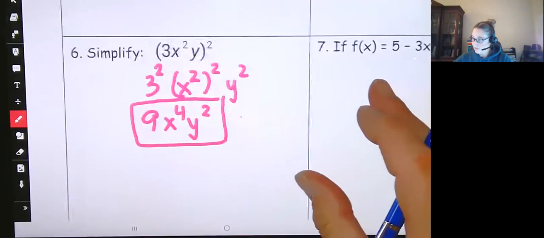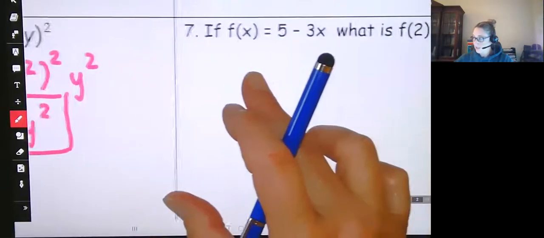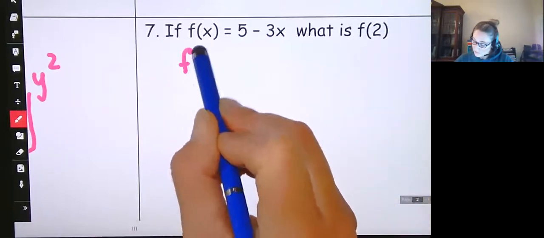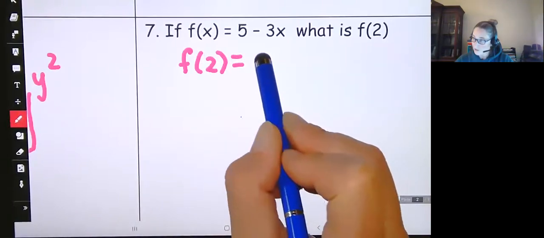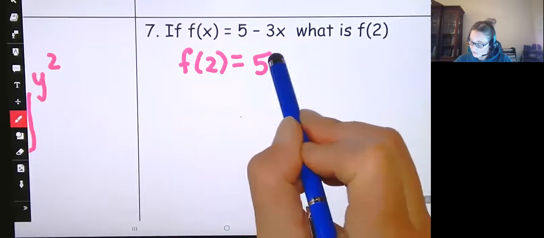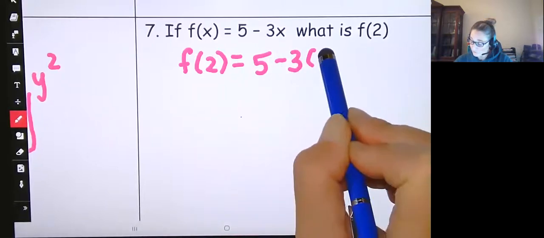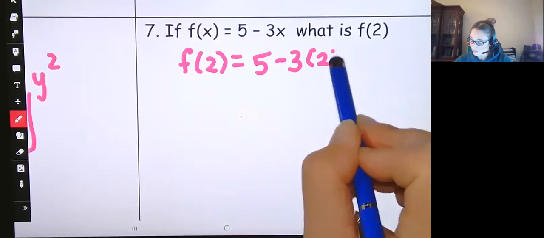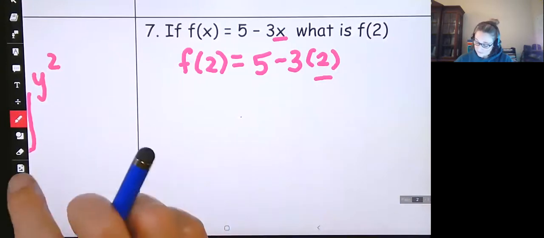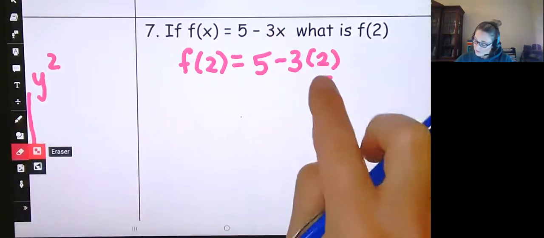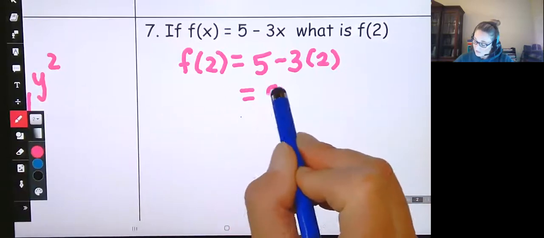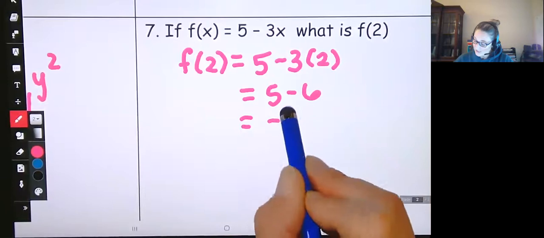Number 7, they're giving us a function. And they want us to find f of 2. This is function notation. So f of 2 is equal to, this is where I'm putting 2 in for x, and I'm seeing what I get out. So I'm going to go 5 times minus 3 times 2. So again, this x is the 2 here. Okay. And so when I work that out, I'm going to get 5 minus 6. So I get a negative 1.